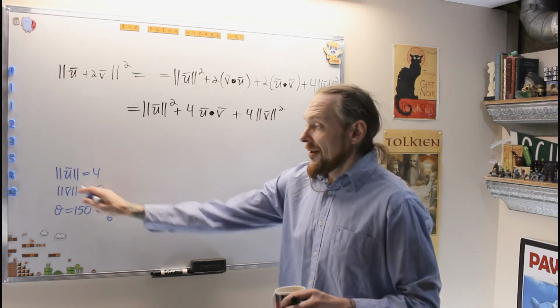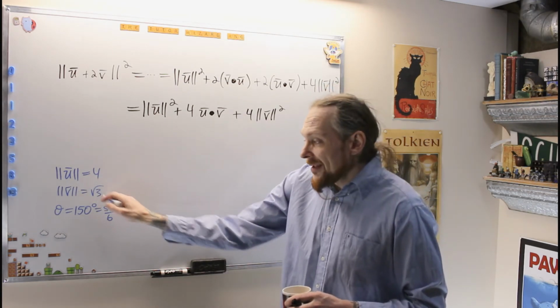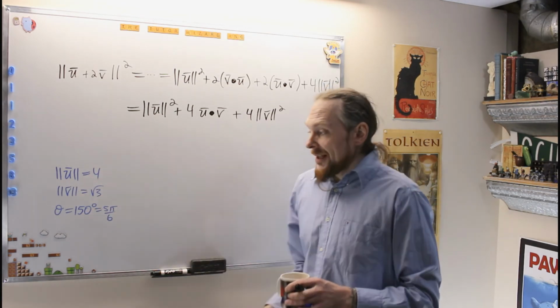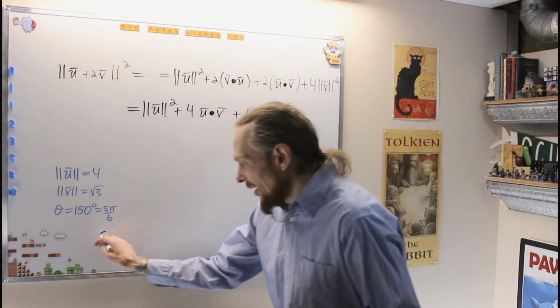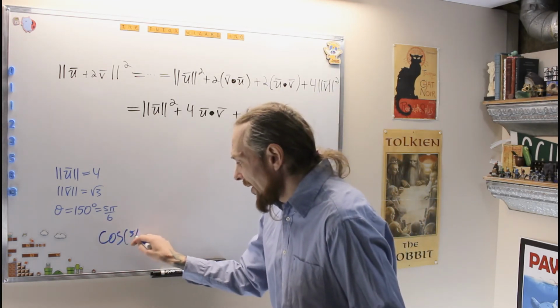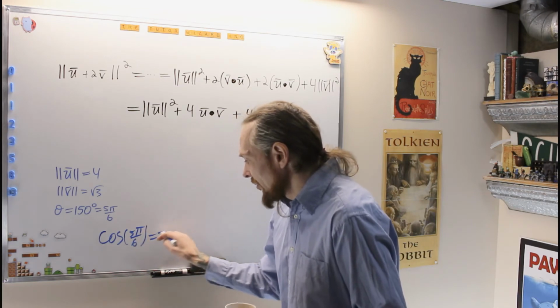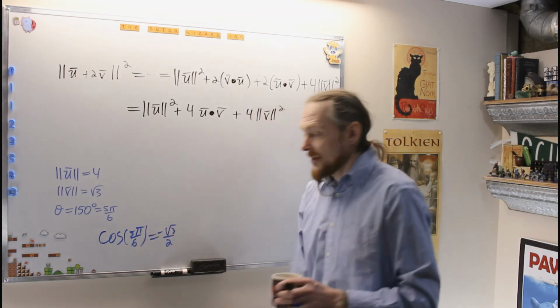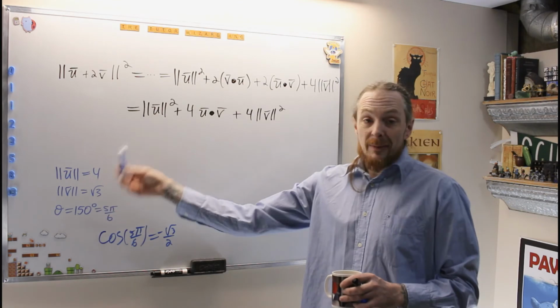So the norm of u is 4, the norm of v is root 3, and theta between them is 5 pi over 6, and we already did that in the video. So cos of 5 pi over 6 is going to be equal to negative root 3 over 2. So then we have all the pieces we need, and that's the information they gave us.